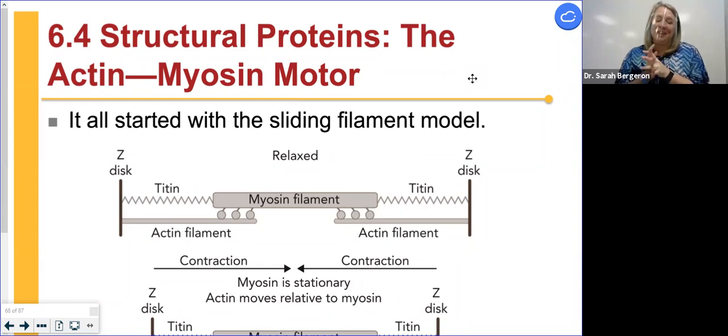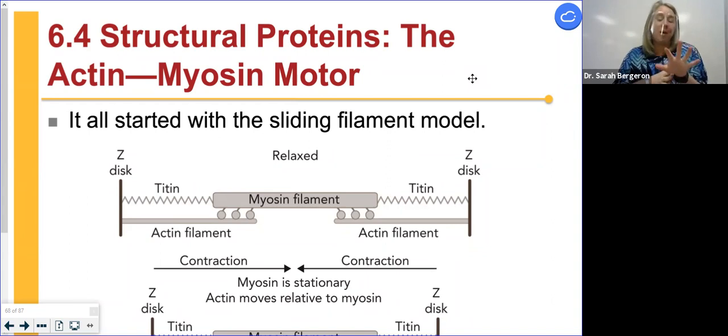All right, so actin and myosin. Actin and myosin are what allow our muscles to contract, right? They are the protein interactions that make our muscles contract. It has been an ongoing thing to understand how this works. People have wanted to know this for so long, right?